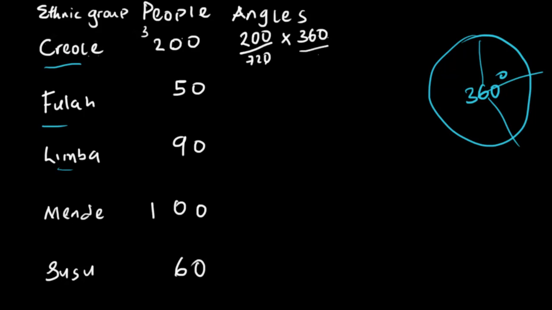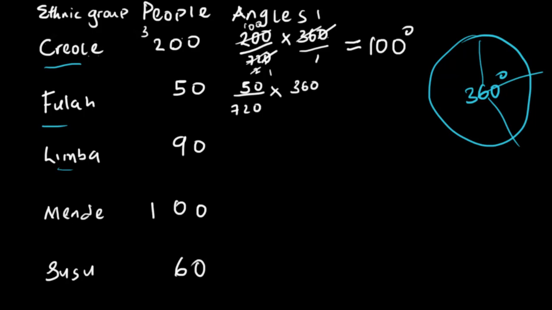Do you understand that? So if you do this, 0 cancels 0, 36 into 360 is 10. Then 360 into 720 is 2. Then you have 2 into 100, which is 50. Let me redo it: 200 over 720 times 360 equals 100 degrees. Do you understand? For Fula, you do 50 over the total 720, times 360. 360 into 360 is 1, 360 into 720 is 2. 2 into 50 is 25. So we have 25 degrees.